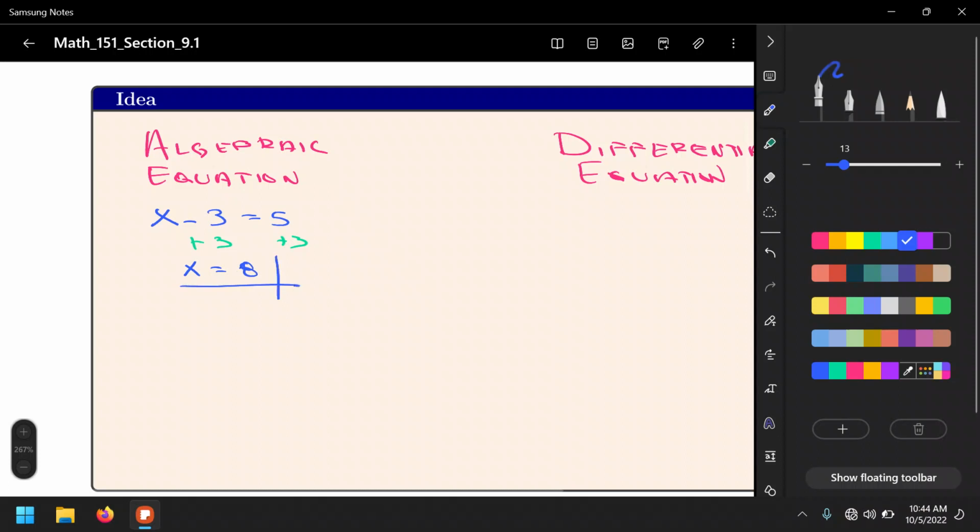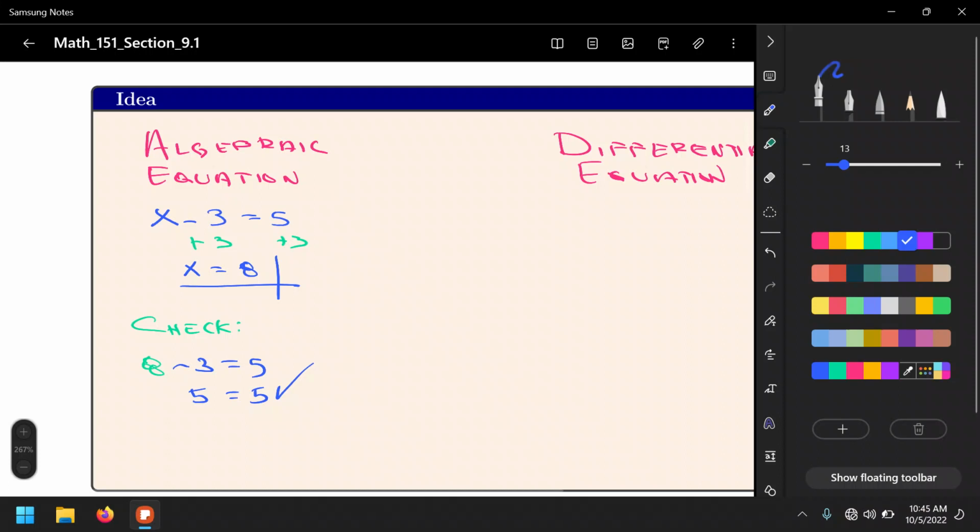So that's the solution to the equation. And then when you first learn about algebraic equations, you were asked to check the solution in order to make sure that it works on both sides. So let's check. 8 minus 3 equals 5. So 8 minus 3, that's 5, equals 5. Because we get the same result on both sides, that means this is a legit solution.